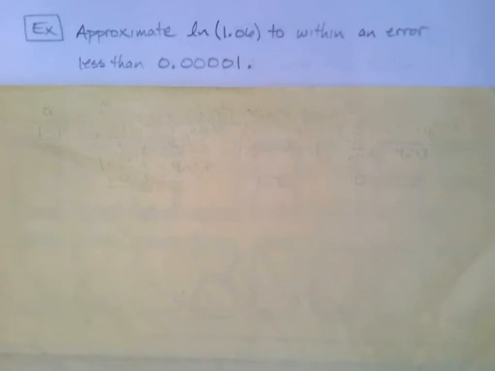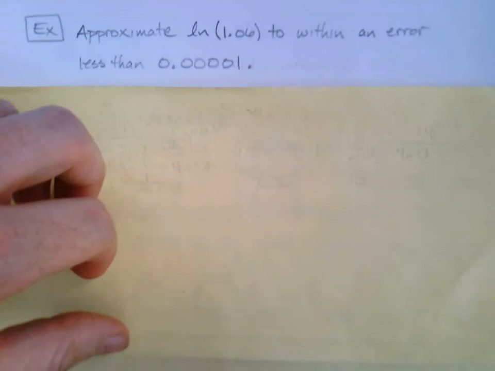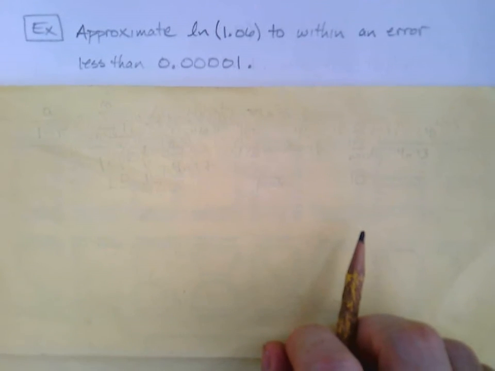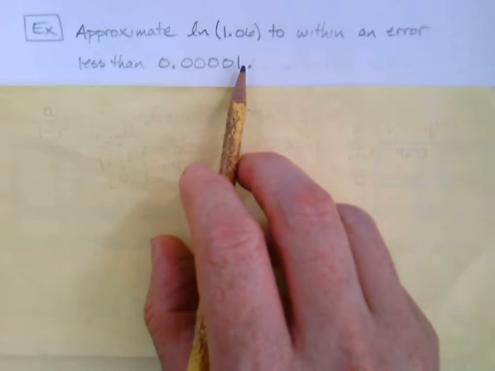All right, this one is similar, but we are kind of looking at it from a different angle. Say we want to approximate the natural log of 1.06 to within an error less than 0.00001.